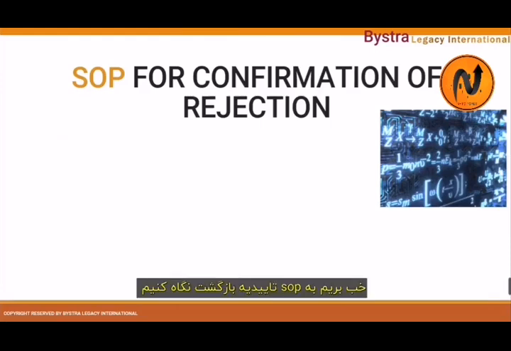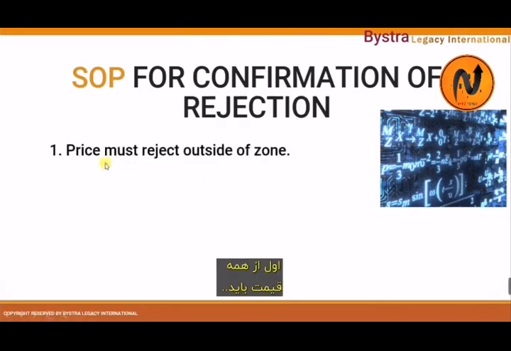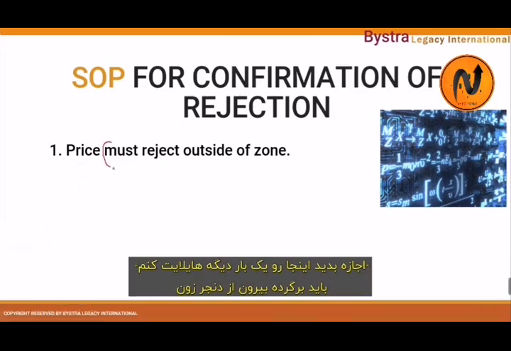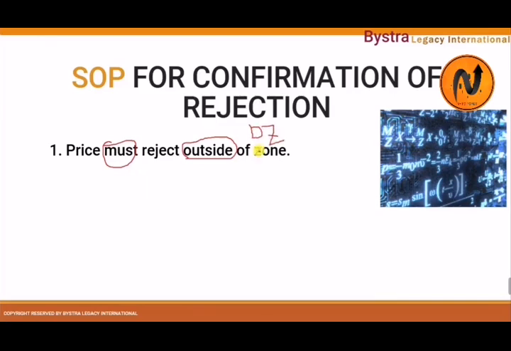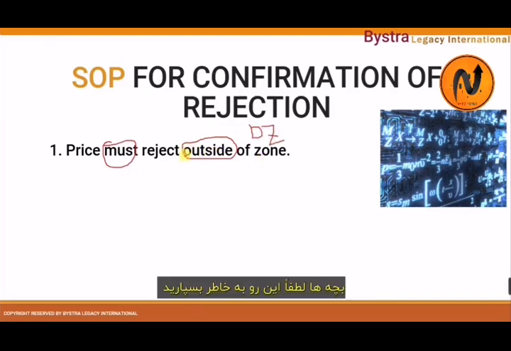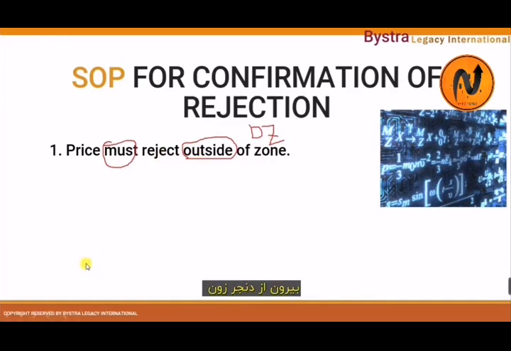So let's look at the SOP for confirmation of rejection. First of all, the price must, and let me highlight this again, must reject outside of the danger zone. Please remember this, guys: must reject outside of the danger zone.